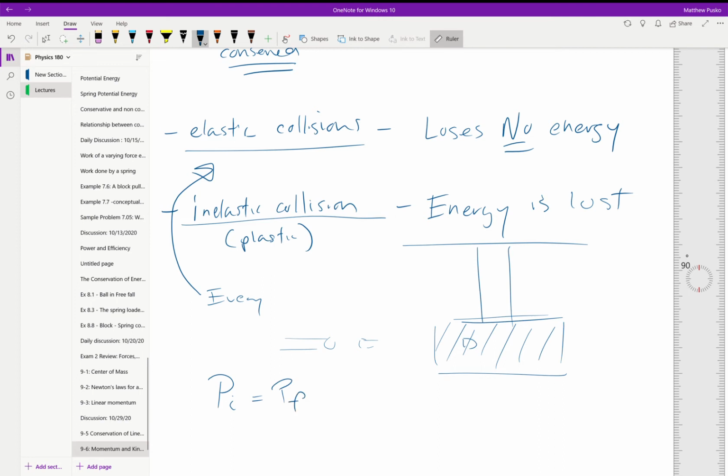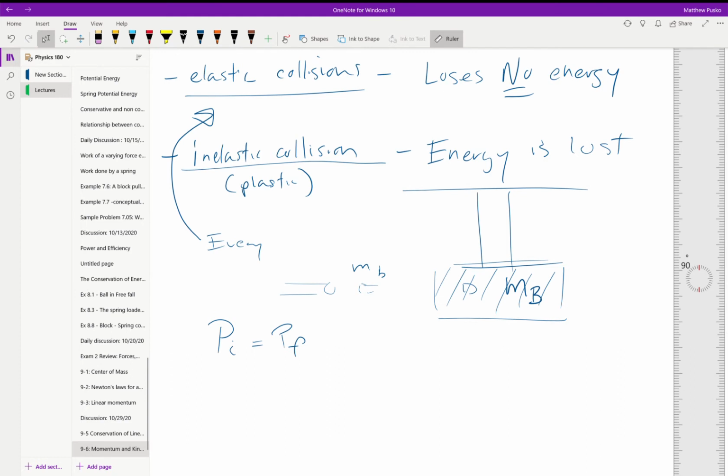So we have two objects. We have the mass of the bullet, so I'll call that little b, and the mass of the block. And we can go ahead and say m1v1 initial plus m2v2. Let's call it bullet. M lowercase b, velocity of the bullet initial, plus the mass of the block times the velocity of the block initial is equal to its final state.